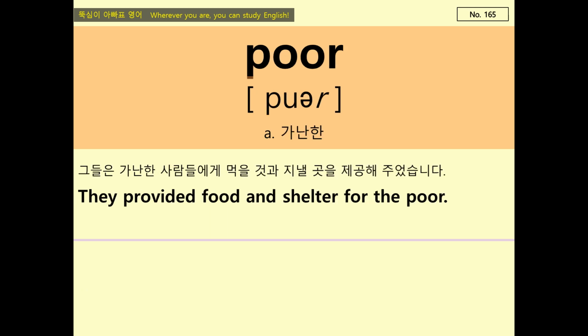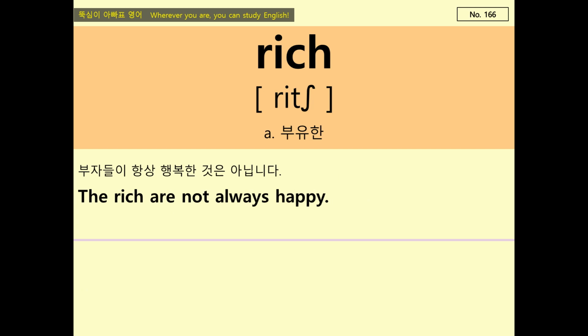Poor. 가난한. 그들은 가난한 사람들에게 먹을 것과 지낼 곳을 제공해 주었습니다. They provided food and shelter for the poor. Rich. 부유한. 부자들이 항상 행복한 것은 아닙니다. The rich are not always happy.